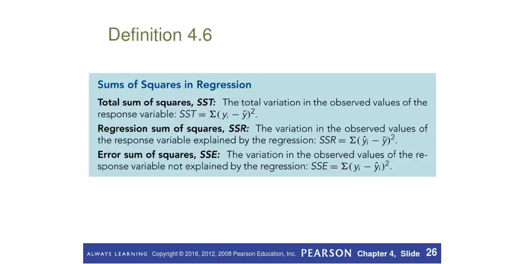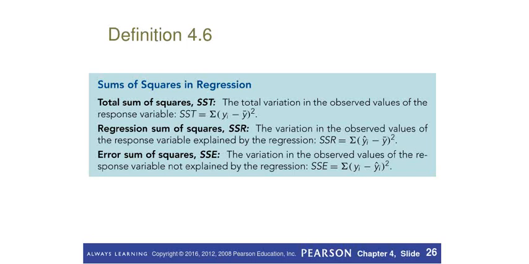In our sum of squares regression, we're going to use some terms. The total sum of squares, SST, is the total variation in the observed values of the response variable. In other words, our response variable is y, so every time we get a y value and we take the difference between that and our mean y, that is the square of our deviation of each of these y values. We call that the total sum of squares.